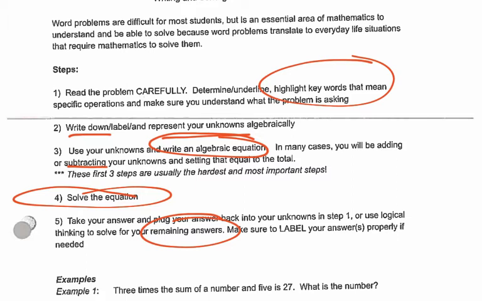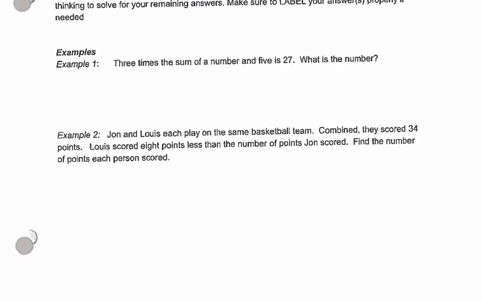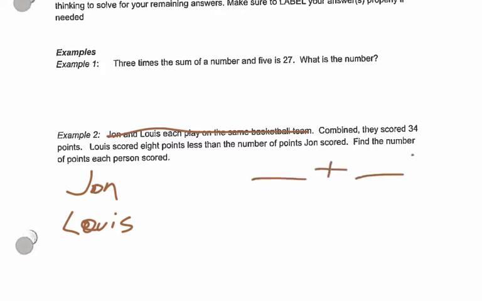Okay? So we went over a couple examples in the last lesson. So here are the examples we went over last time. I'm actually going to review example 2. If you remember, it says John and Lewis played in the same basketball team, but John and Lewis are two variables, right? So we write down what they are algebraically. Combined, they score 34 points, so we know we're adding them together and saying they equal 34.